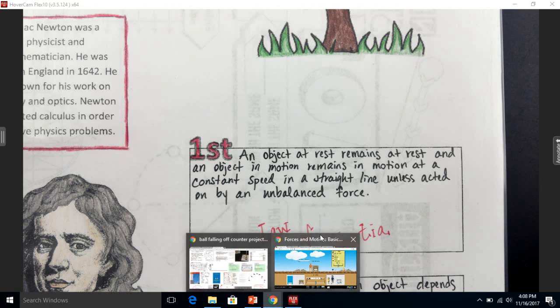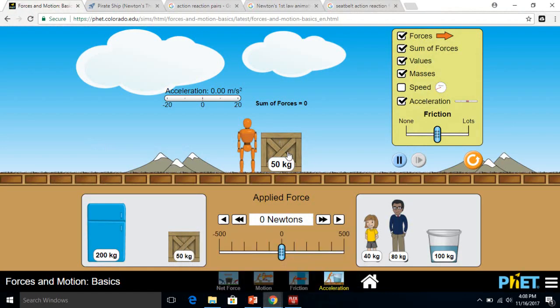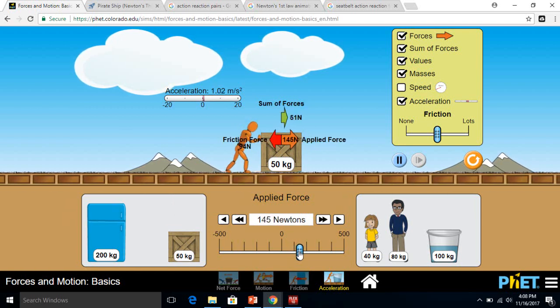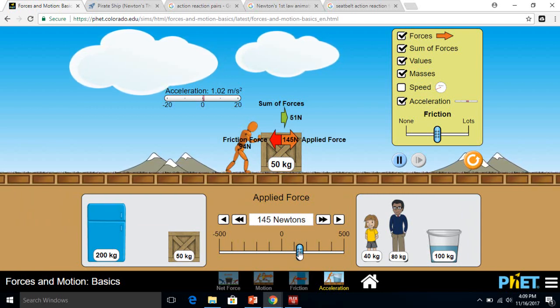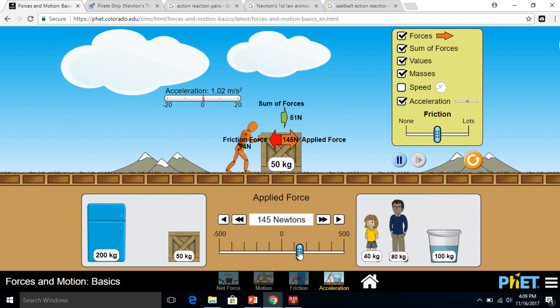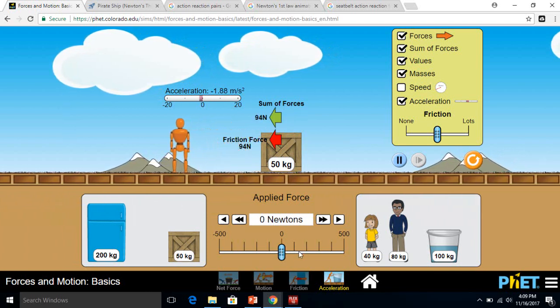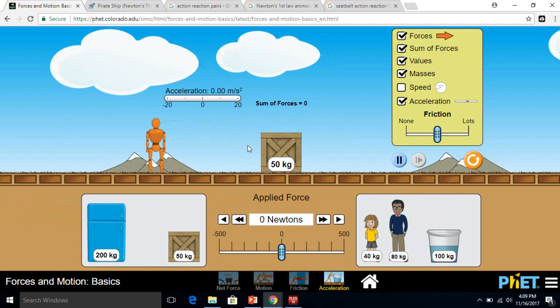So if we look at an example, we have an object here, it's at rest, and I can place a force on it, but the object's not going to move. I have not placed a force on it that is greater than the friction that is holding it there. So when I apply a force that's greater, now the forces are unbalanced, so the object will move or accelerate. And the opposite is true here. The friction force is greater, so then it causes it to negatively accelerate.